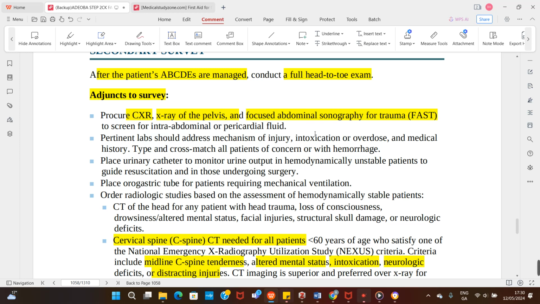Although most of the time in someone that has trauma, because there's a high risk of the chest, the pelvis, and the abdomen being involved, you might want to do these three: the chest X-ray, the X-ray of the pelvis, and the FAST to assess for any collection within the heart, the lungs, because sometimes you might have hemothorax or pneumothorax that might be missed on the examination. So that will be picked up with your sonography, right?